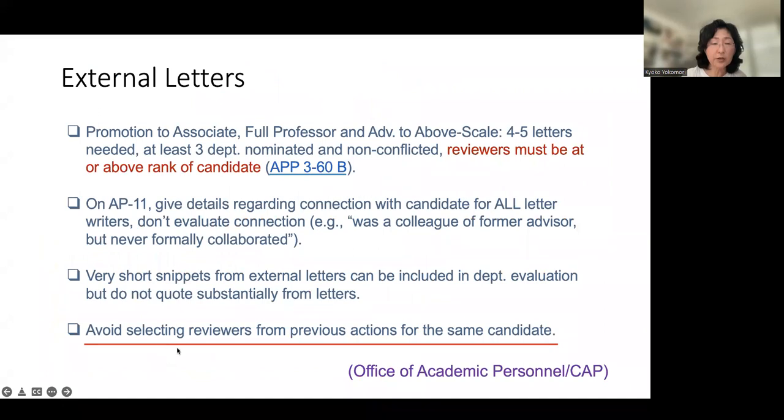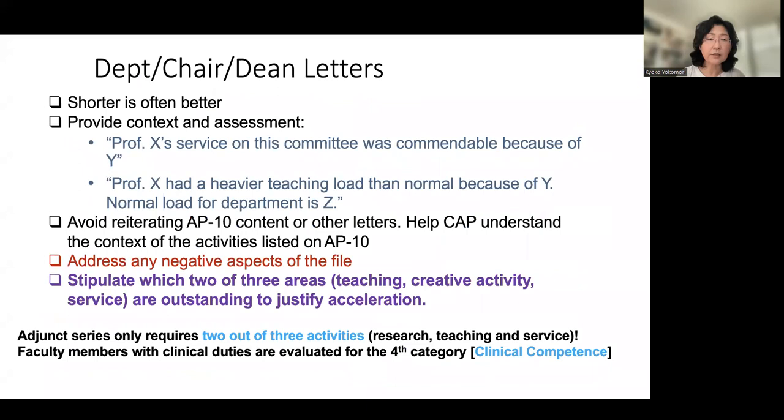I just want to point out one last thing. If this is your second promotion, please do not use the same letter writers from your first promotion. If a person wrote a letter for your assistant to associate promotion, don't ask them to write another letter for associate to full professor. Please find somebody else. So that's that.